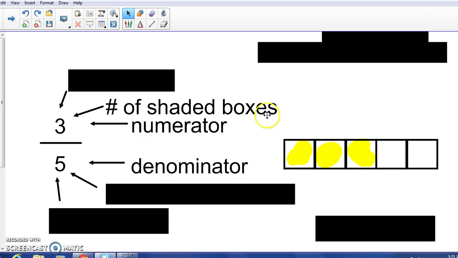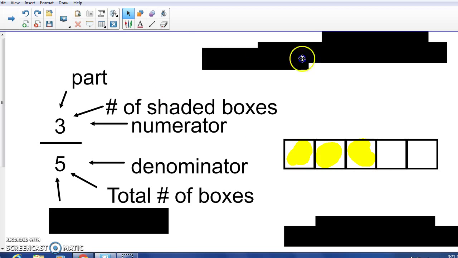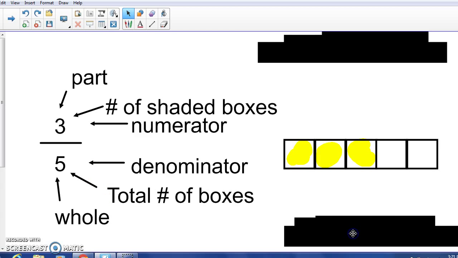What the numerator or the top number represents is the number of shaded boxes in my example right here. So right now we have 1, 2, 3 yellow boxes. That's why my numerator is 3. The denominator, the 5, stands for the total number of boxes I have here. So I have 1, 2, 3, 4, 5 total boxes. Finally, you can think of 3 as the part, while 5 is the whole. So 3 is the shaded part. There are 3 boxes shaded out of the whole, the total of 5 boxes.